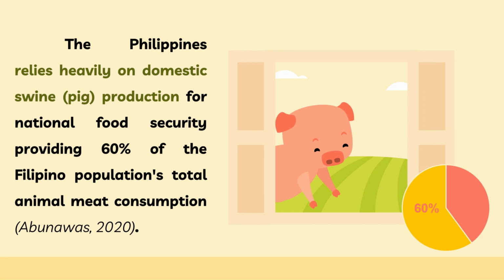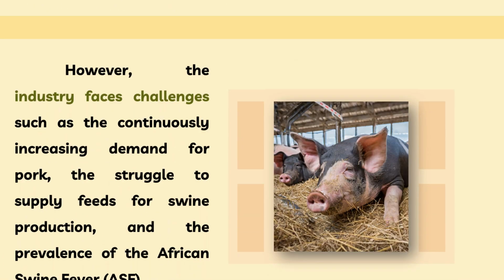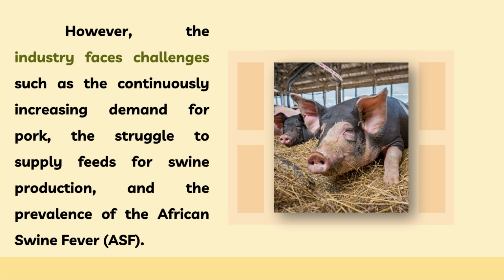The Philippines relies heavily on domestic swine production for national food security, providing 60% of the Filipino population's total animal meat consumption. It is ranked 8th in the world in terms of the volume of pork production and number of breeding sows. However, the industry faces challenges such as the continuously increasing demand for pork, the struggle to supply feeds for swine production, and the prevalence of African swine fever, ASF.